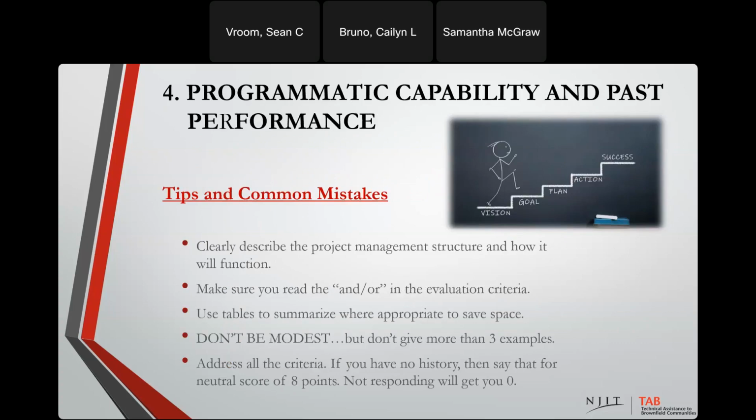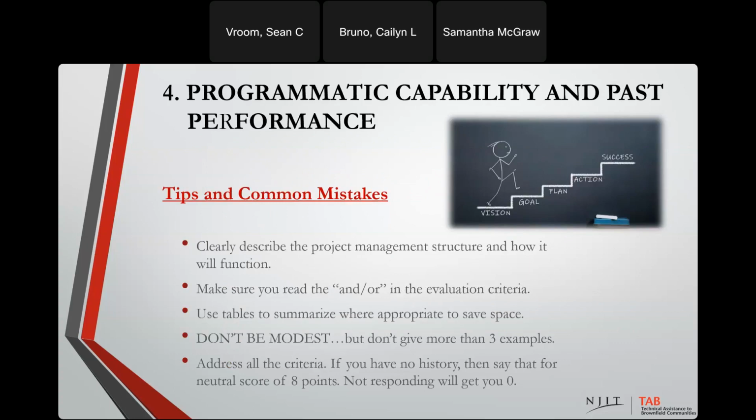And then last, we have programmatic capability and past performance. This is basically the section where you toot your horn and you let them know how great you are and that you have experience. And even if you don't have the appropriate experience, you have experience that's going to make them feel confident that you'll be able to take this project through to completion.